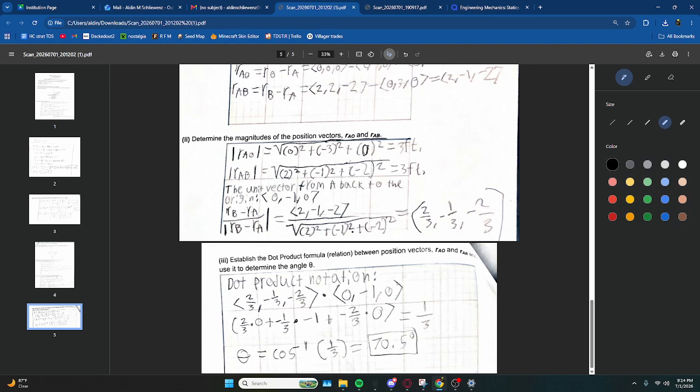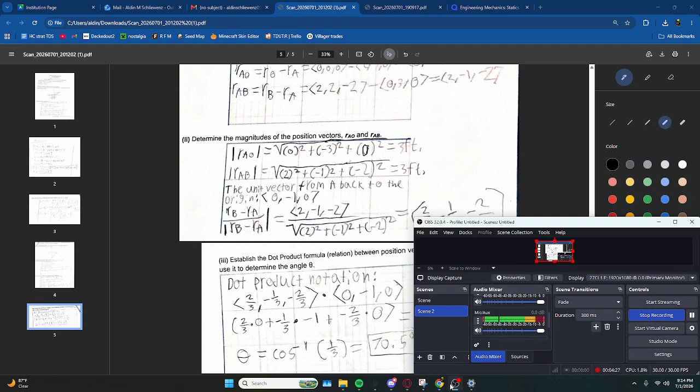And then I used the dot product notation to solve, which is 2 over 3, negative 1 over 3, negative 2 over 3 times 0, negative 1, 0, which is 2 over 3 times 0 plus negative 1 over 3 times negative 1 plus negative 2 over 3 times 0, which is equal to 1 over 3. Theta is equal to the inverse cosine of 1 over 3, which is equal to 70.5.